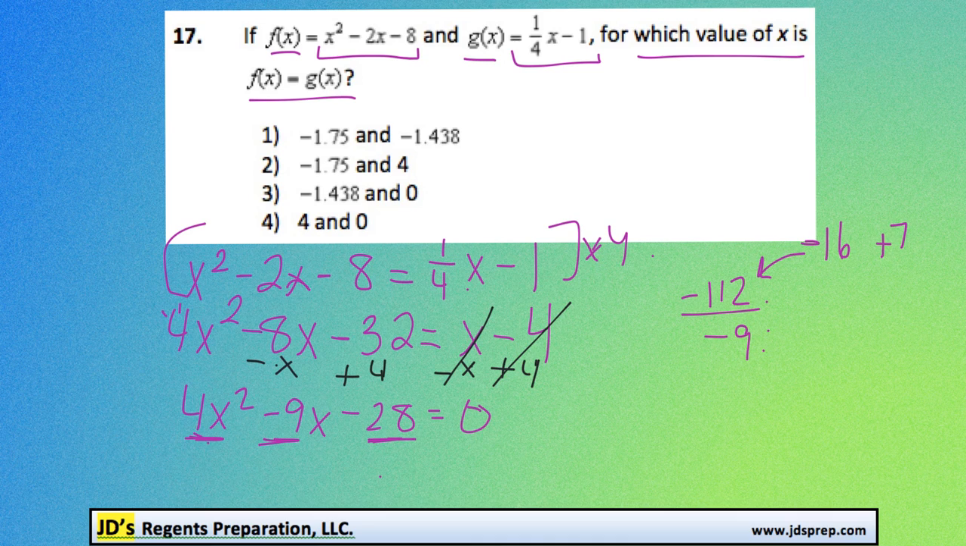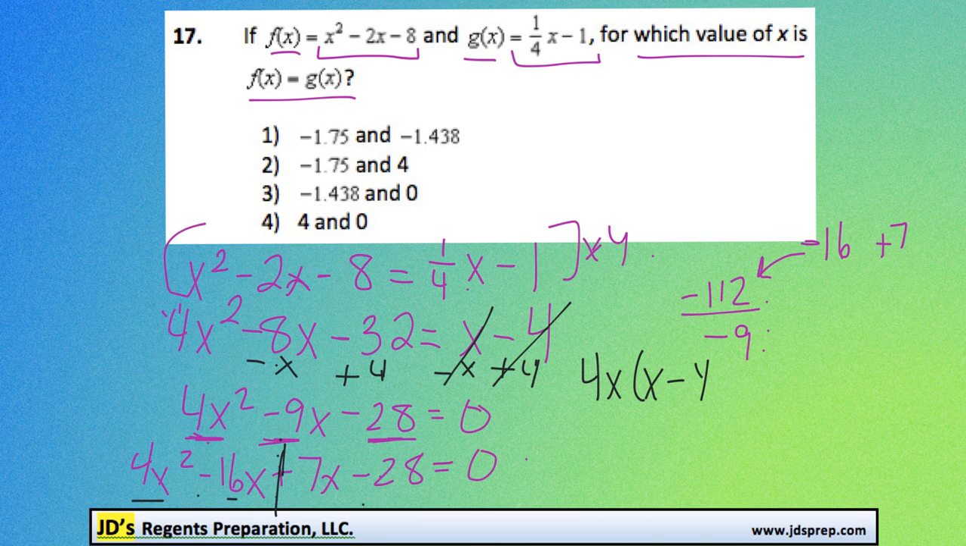And with those numbers, what we're going to do is rewrite this middle term, this x term here. So we're going to have 4x squared minus 16x plus 7x minus 28 equals 0. And we are doing that so that we can split this into two halves and factor both sides separately. So in the first half, we can factor out a 4x, and we'd be left with x minus 4.